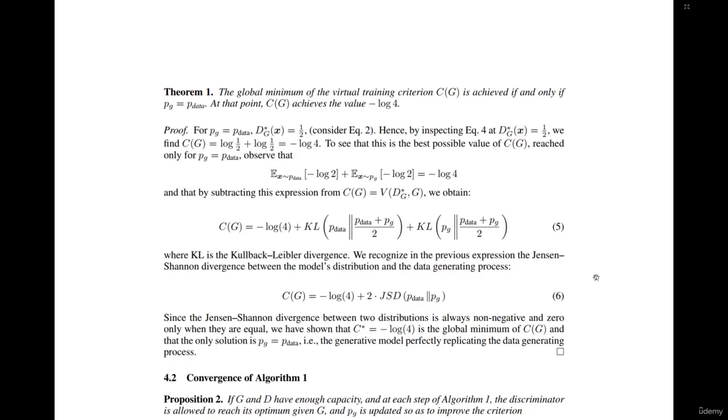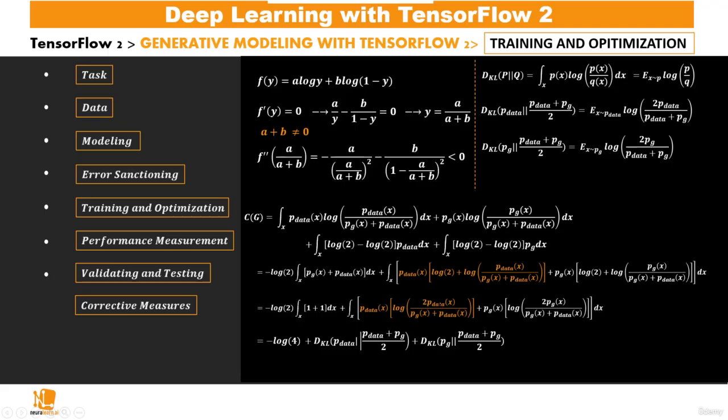The authors also have defined this C of G in terms of the Jensen-Shannon divergence, which is what we get here, where we have C of G equals negative log 4 plus 2 times the Jensen-Shannon of p data with pg. Now the definition of the Jensen-Shannon is given as JSD of p with q equals half the KL divergence of p with m plus half of the KL divergence of q with m. So notice we have p and q right here, but this is p with another distribution m, and this is q with another distribution m.